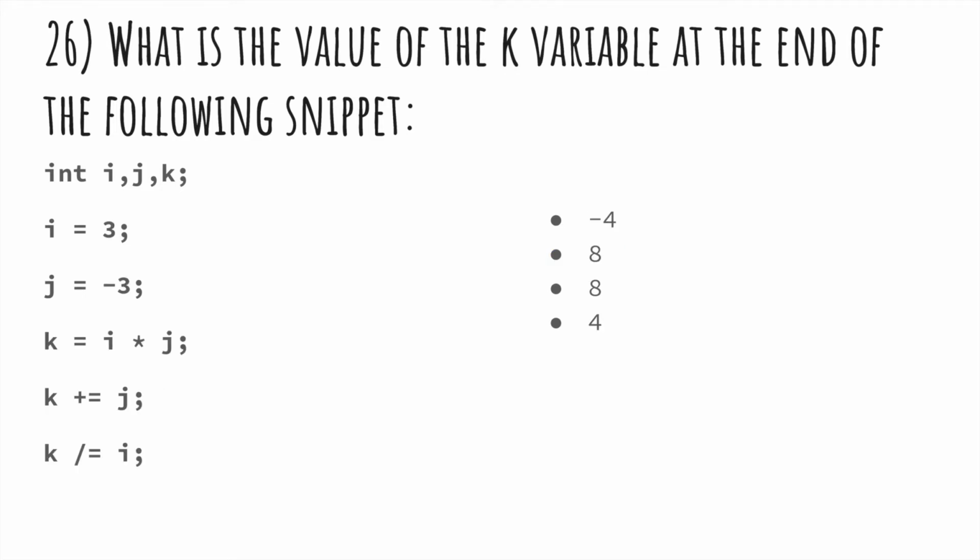What is the value of k here? Well, i is 3, j is negative 3, k is 3 times negative 3, which is negative 9. Negative 9 plus equals j, so negative 9 plus negative 3 is negative 12. Negative 12 divided by 3 is negative 4, and negative 4 is your answer.